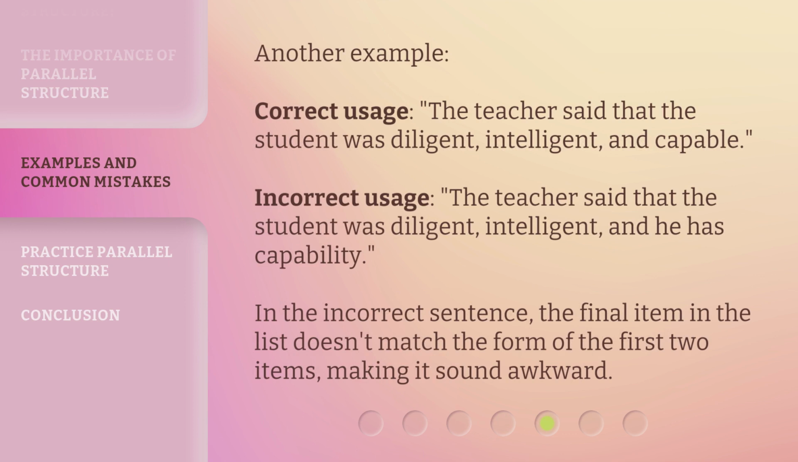Another example. Correct usage. The teacher said that the student was diligent, intelligent, and capable. Incorrect usage. The teacher said that the student was diligent, intelligent, and he has capability. In the incorrect sentence, the final item in the list doesn't match the form of the first two items, making it sound awkward.